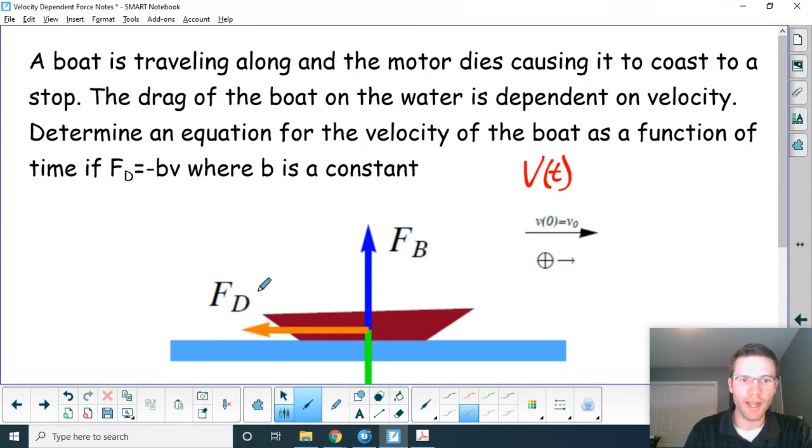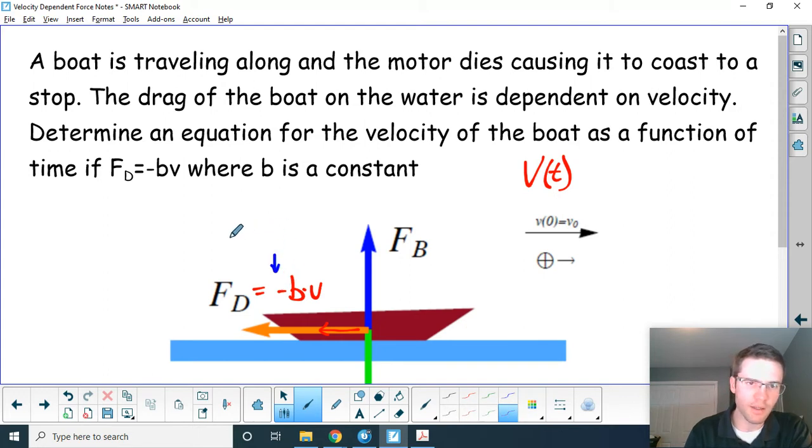If the force of drag is equal to negative b times the velocity, then as velocity is high, I have a large force. As velocity decreases, this force vector gets smaller and smaller and smaller. How do we solve this? Well, we have to set up a differential equation to solve it. Before we do that, I just want to make one note about what this negative means.